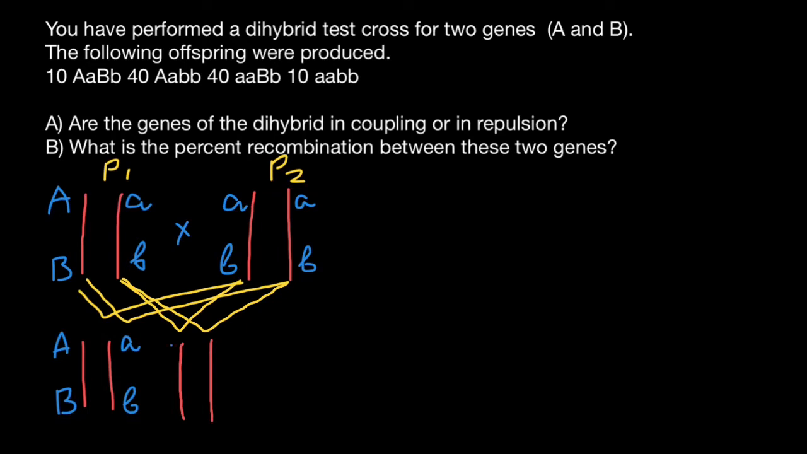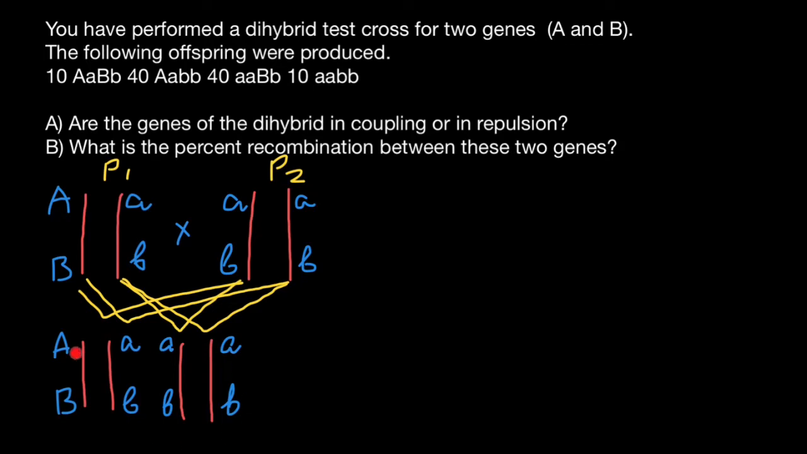So small a and small b from parent 1 and small a and small b from parent 2. Again, these are genotypes, these are variants, which we can get in the F1 generation if crossing over between gene A and B didn't happen.